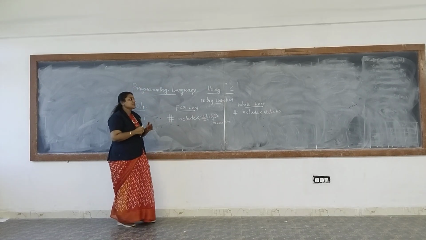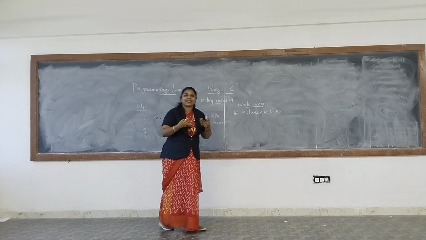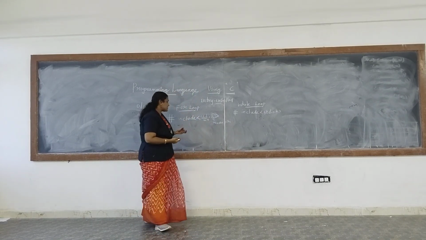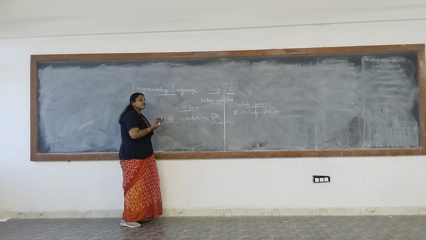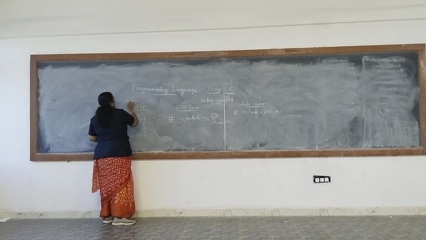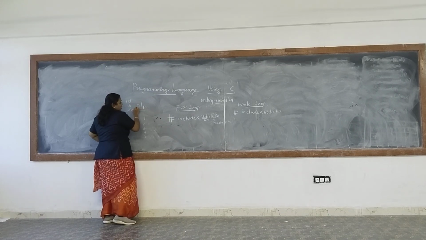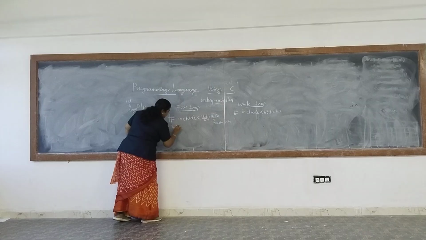Data type. So we have several data types. You will see one by one: integer, float, character, and all. So the basic data type is integer. For integer, int is the short term. So you have to give int, the short term of integer.